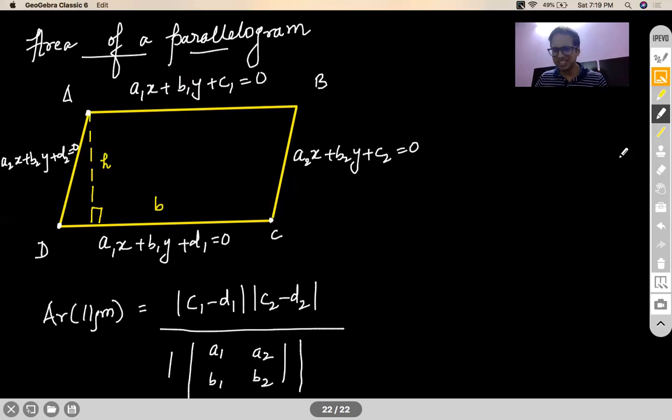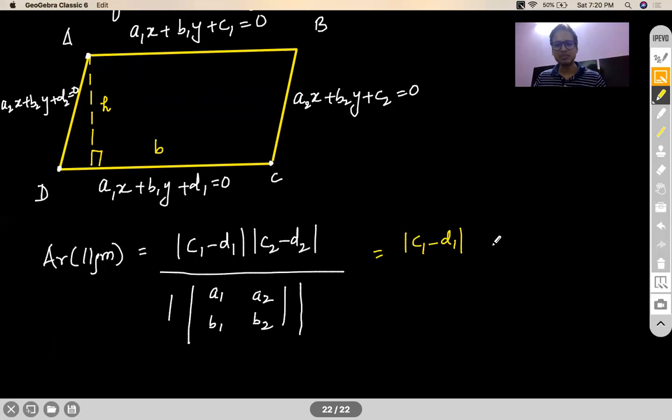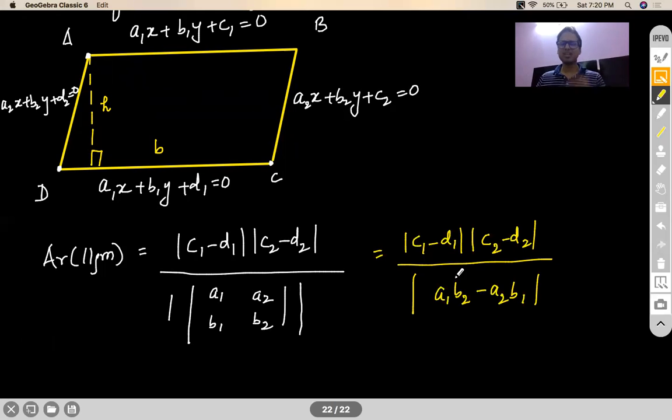I hope everybody knows determinant, right? You have done it in cross product of vectors, determinant. Okay, anyways, I'll write it down without determinant also. It doesn't take much of a time for me. So it is mod of (C1 minus D1) times mod of (C2 minus D2) by mod of (A1 B2 minus A2 B1). Okay, this formula can get you the result in fraction of a second. Not metaphorically, not literally.